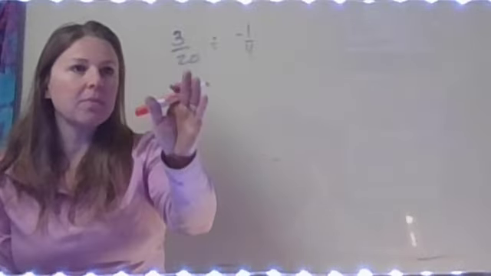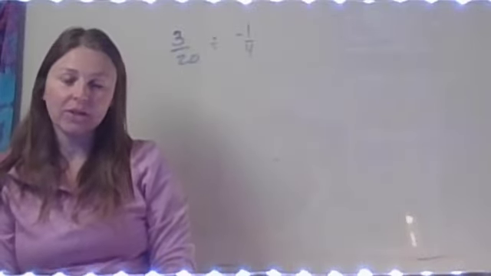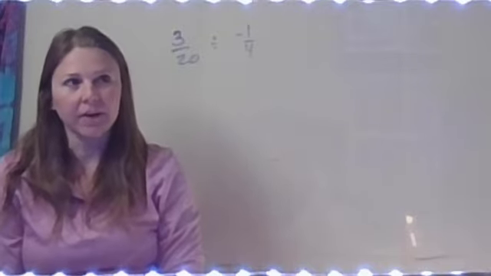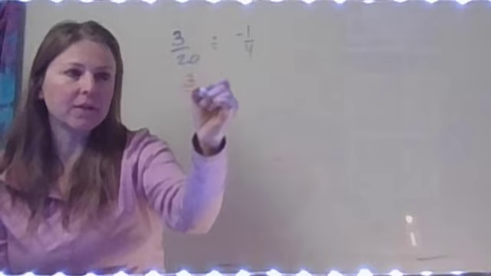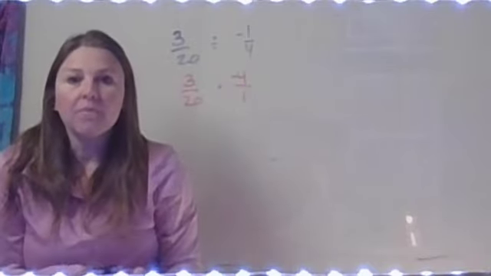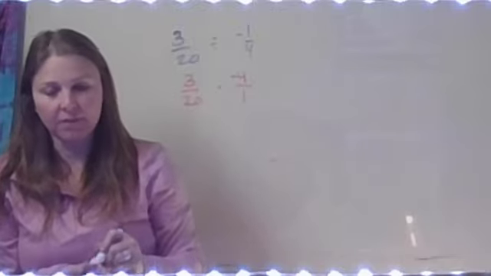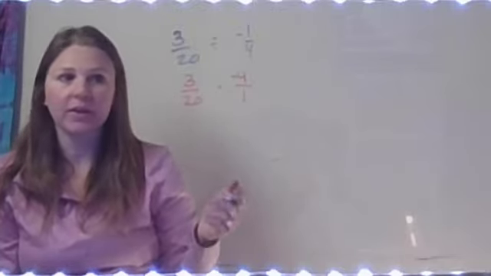All right, our next problem is 3 over 20 divided by negative 1/4. See if you can do this. Go ahead and hit pause and come right back when you're done. All right, so we're just going to multiply by the reciprocal. So 3 over 20 times negative 4 over 1. If you put the negative on the bottom, it's totally fine. There just needs to be one negative to make the fraction negative. It doesn't matter where it is.